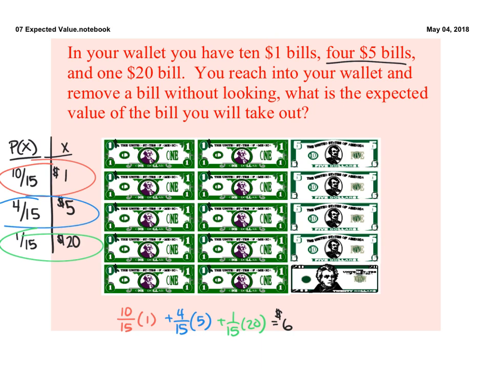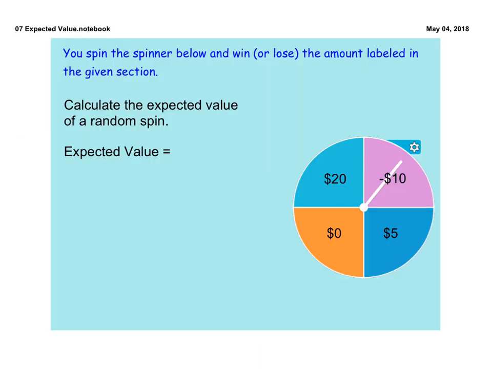Now we all know when you reach into this wallet, there's no such thing as a $6 bill. You can't actually come out with a $6 bill. But what expected value does is it's taking the average over time. So if you were to play this game or reach in your wallet and do this several times over and over again, you would expect to receive on average each turn $6. Again, we know we can't just draw a $6 bill out, but hopefully that kind of makes sense.